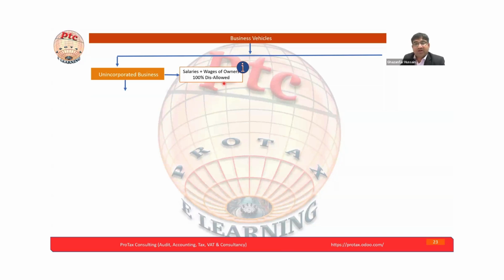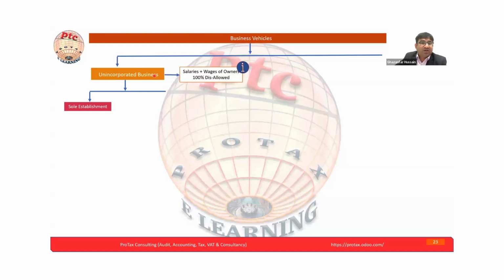This is the important part. For LLC companies, they are 100% allowed, but for an unincorporated company it is 100% disallowed. What does that mean? If the owner of the sole establishment is taking salaries, wages, and any kind of benefit from the company, that will not be a deductible expense for the corporate tax.